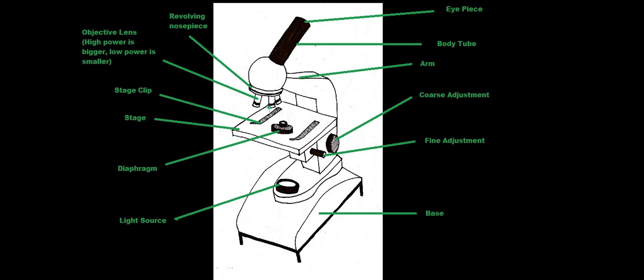Typically there are three on there: high, mid, and a low power. The high power is going to have kind of a longer objective lens, whereas the low one is typically a shorter objective lens. So a good way for you to practice is to label these all by yourself.